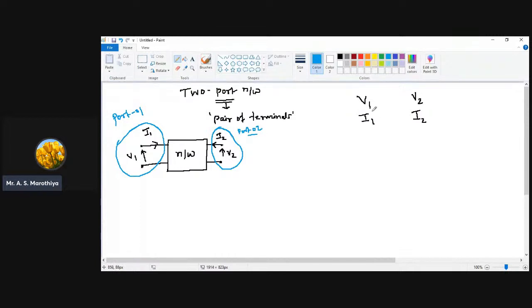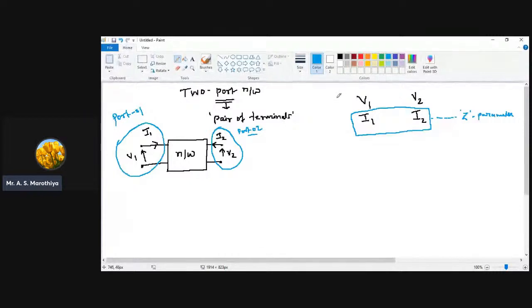What is the meaning of this? Now suppose you take I1 and I2 as independent parameters. That means I1 and I2 are initially known to us, and we are trying to find V1 and V2 in terms of I1 and I2. That type of two-port network is called a Z two-port network, or sometimes a Z parameter network, where Z indicates the impedance.